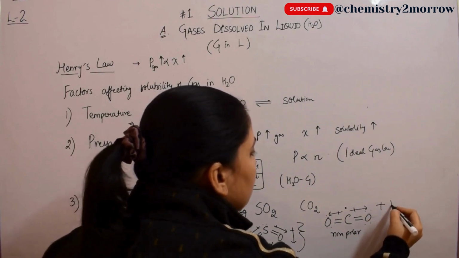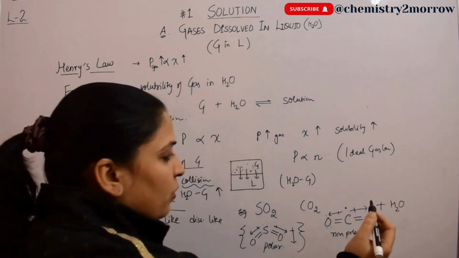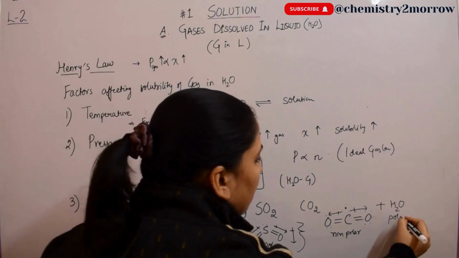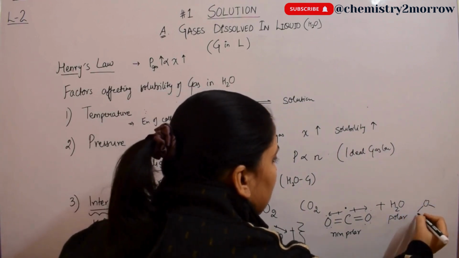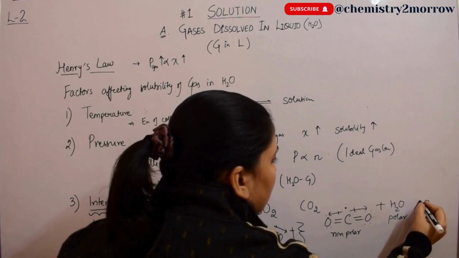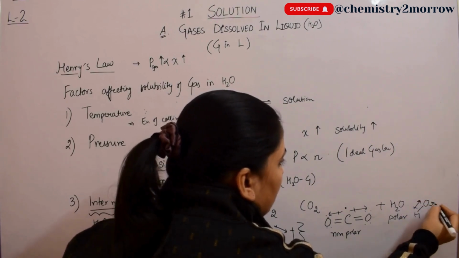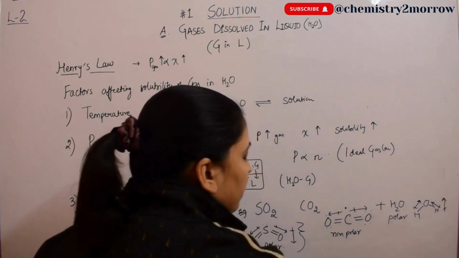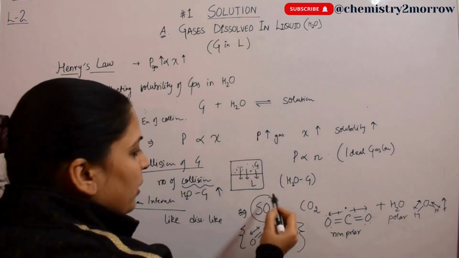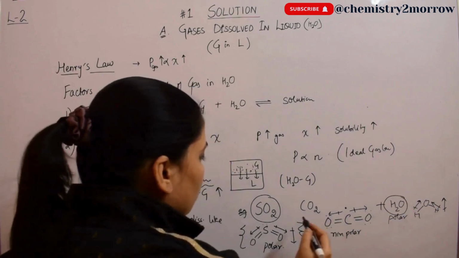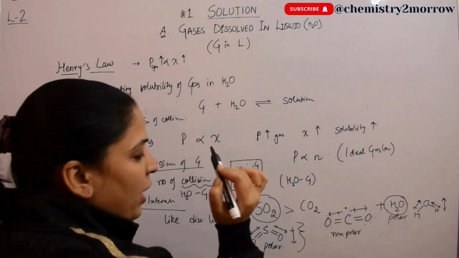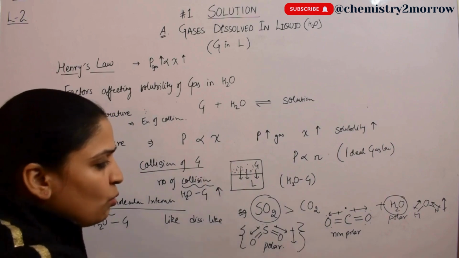And whenever these two are dissolved or added in water, water is a polar solvent. Again, the reason is it has a bent structure and a net dipole moment. So this being polar will go in a polar solvent. So that's why SO2 will have higher solubility as compared to CO2.